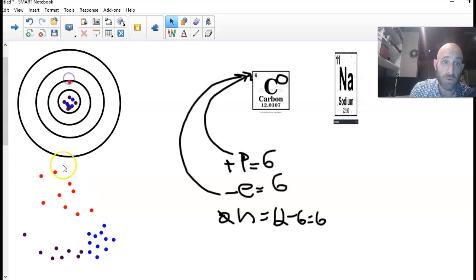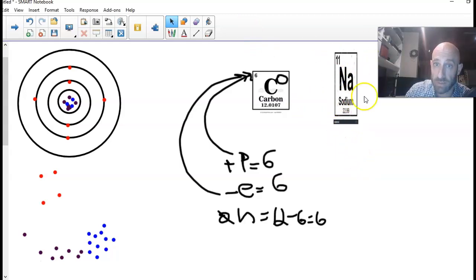So 2 go in the first ring, and then 4 go in the second ring. So if I were to ask you, is this a stable atom? The answer to this would actually be no, because it needs 4 more electrons to have that full outer ring. So let's just do sodium, just to see that everyone's on the same page, and we'll get going.